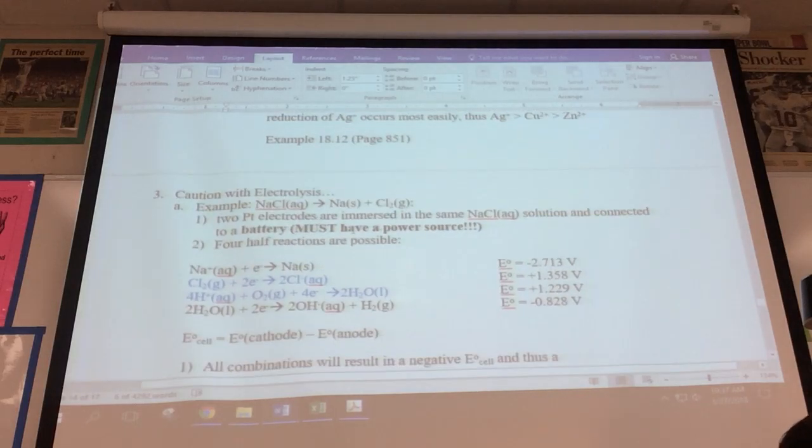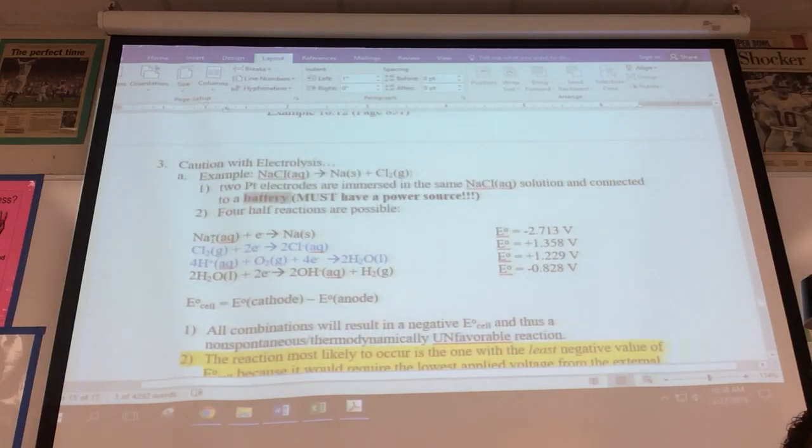So now we're going to put the pieces together. It says be careful with electrolysis. So you've got sodium chloride generating sodium metal and chlorine gas. You're going to have 2 platinum electrodes. You're going to immerse them in the same sodium chloride solution, and you're going to connect it to a battery. Why must you connect it to a battery? Because it needs a power source. It's not thermodynamically favorable. It's vanadate ion. Vanadate? Okay.